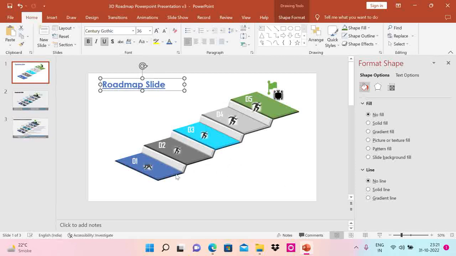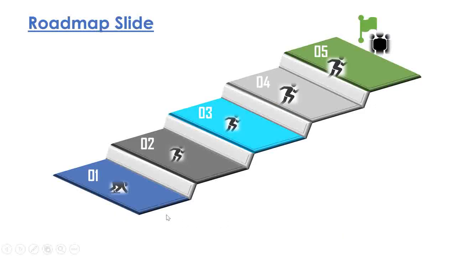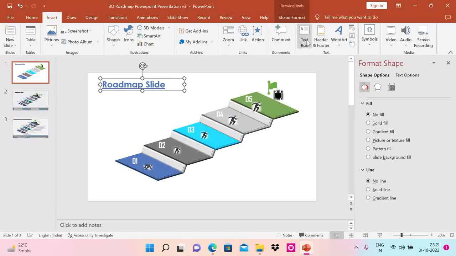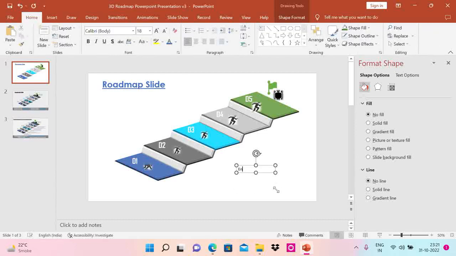Alright, now let me do a slideshow. So our roadmap is ready. Now I can add a relevant message here. Just go here, enter your text box, and enter your text here. I'm going to use Century Gothic here, and then you can just copy it against each and every stage and enter your text. Let me do a little bit of alignment here.